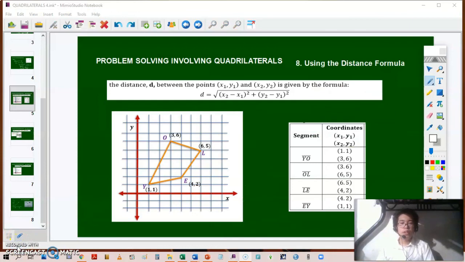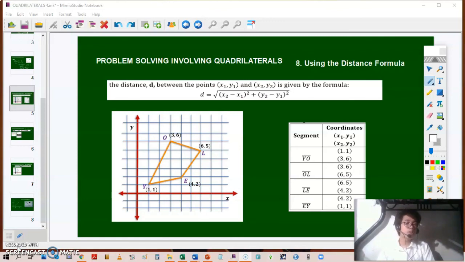So what if we are given a quadrilateral on a Cartesian plane? We have here a quadrilateral YOL, and it's given its coordinates. Y has a coordinate of 1 and 1. O has a coordinate of 3 and 6. L has a coordinate of 6 and 5. And E has a coordinate of 4 and 2. So using the distance formula, we can solve for the perimeter of this quadrilateral given on a Cartesian plane.